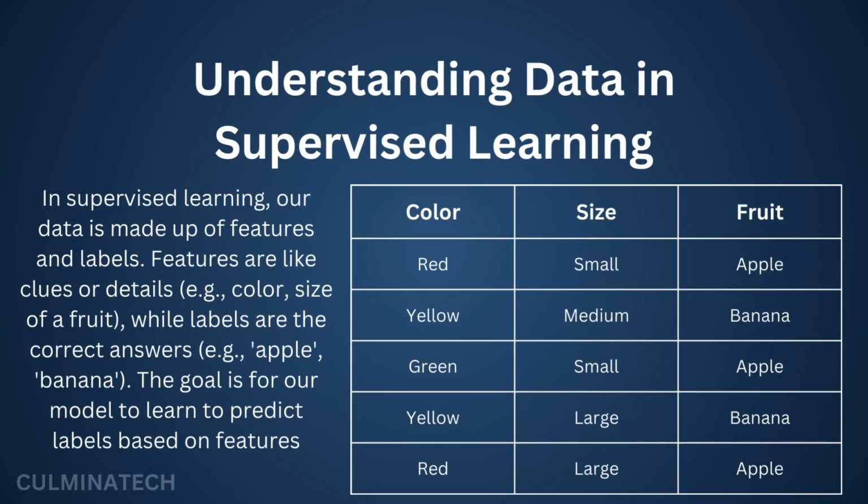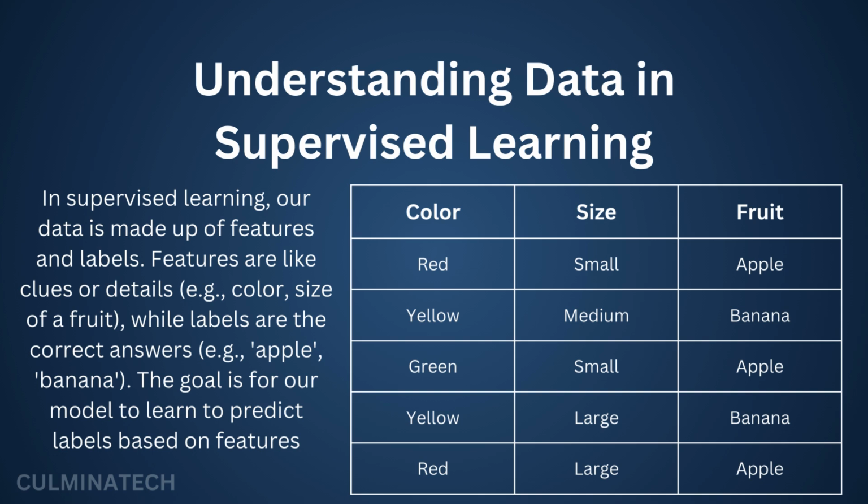So let's understand data in supervised learning. You have different features and labels. In our fruit case, the features will be color and size of a fruit, while the labels are the correct answers, for example, apple and banana. The goal is for our model to learn to predict labels based on features.